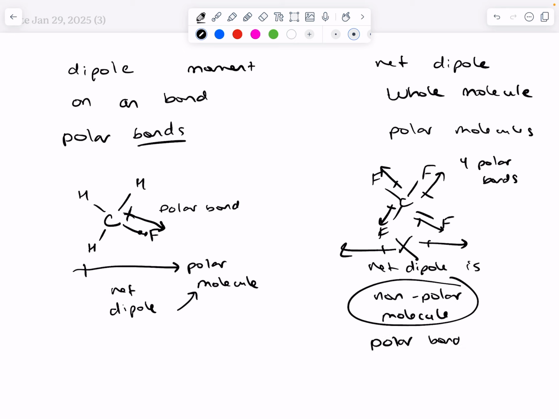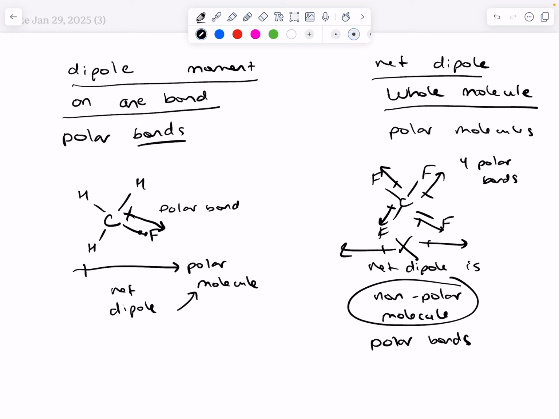So you'll have to determine if a molecule is polar based on the presence of polar or nonpolar bonds and how they add up together. So that's the difference between net dipole, which is the addition of all the individual dipoles to tell if the whole molecule is polar or not, and the dipole moment, which is based on only one bond. You're determining if the individual bonds are polar so that you can calculate the net dipole.